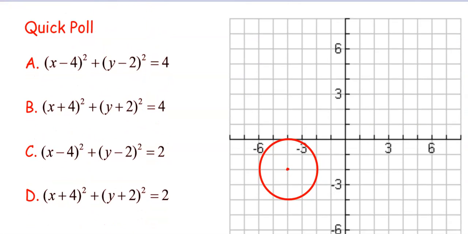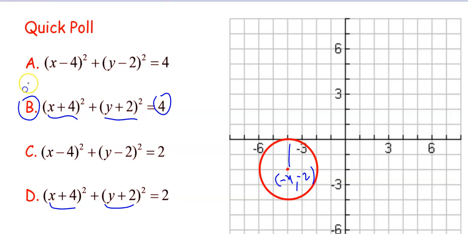Try this one for a second. Again, if I'm doing this, I'm going to label the ordered pair negative 4 comma negative 2. So it's going to be x minus h, x minus negative 4, which is x plus 4, y minus negative 2, which is y plus 2. The radius is 2, which means the radius squared is 4. It's got to be B.